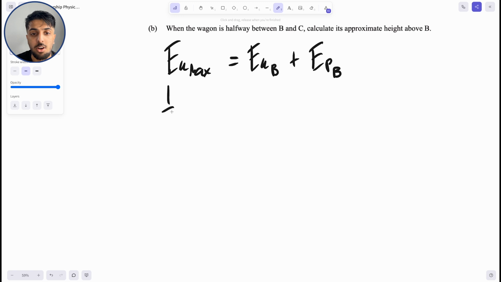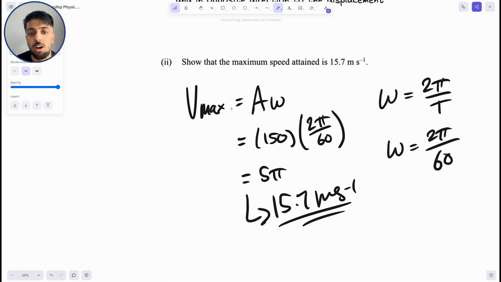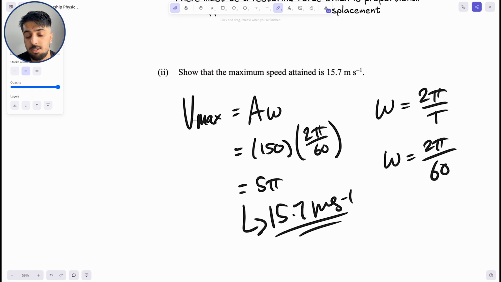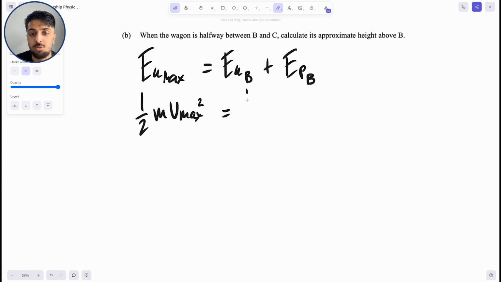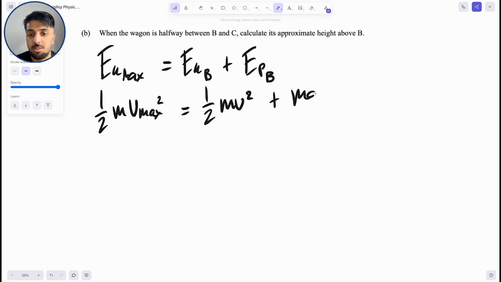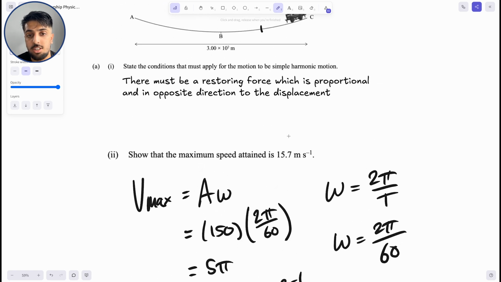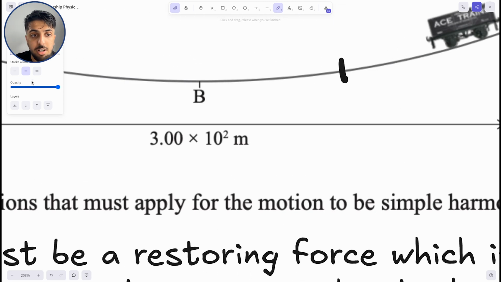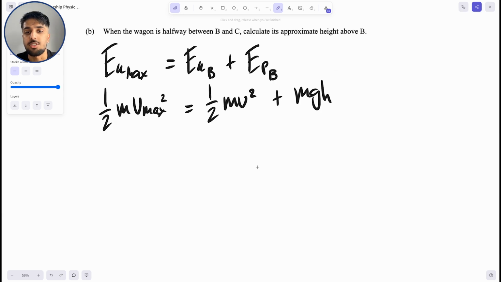And that's equal to our EK at point B plus our gravitational potential energy at point B also. So we can say this is our half m v max squared, where our Vmax is actually this Vmax right here. And that's equal to our half m v squared, where our v is our v at point B, plus mgh. And this h is this height right here. That is our h right there, and that h is the height that we're trying to find, right? We're trying to find how high above B the wagon is.